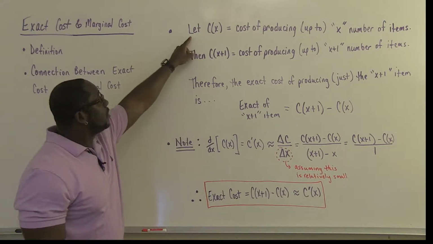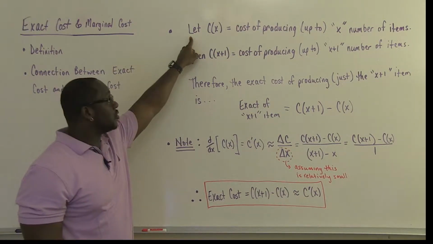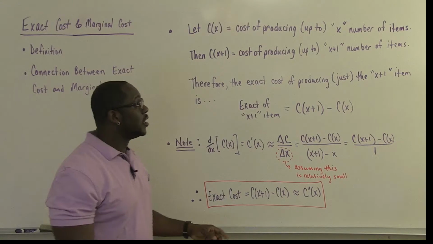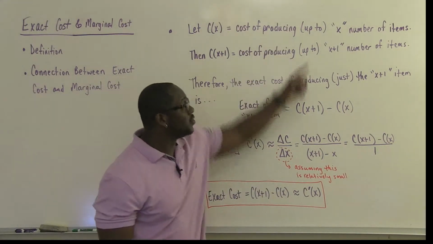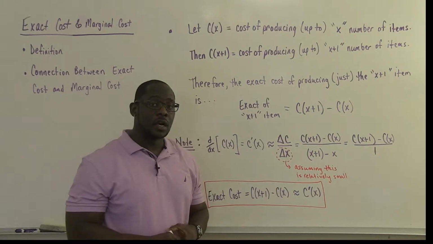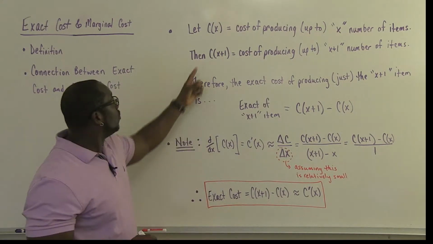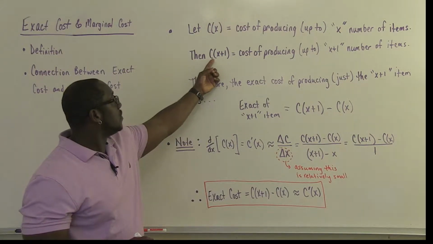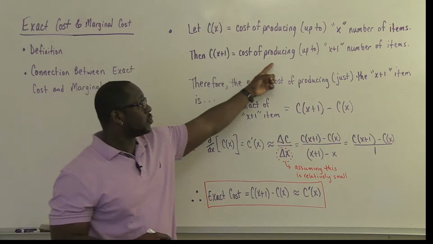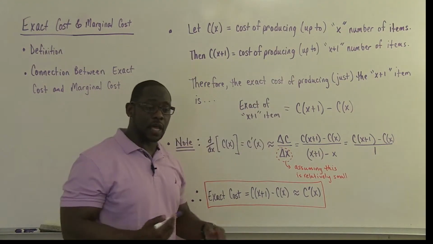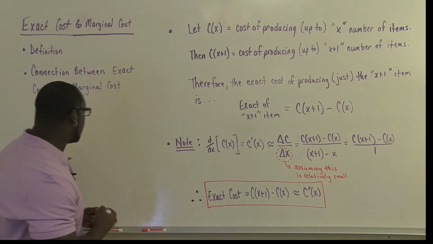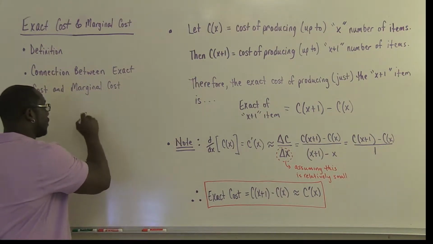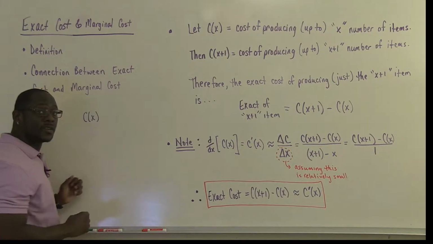So if we define our cost function as the cost of producing X number of items, and what we mean by that is producing up to X number of items, then we could say that C of X plus 1 is the cost of producing up to X plus 1 items. And so to be very clear on what I mean by that, let's come over here. So let's say I have some cost function C of X.